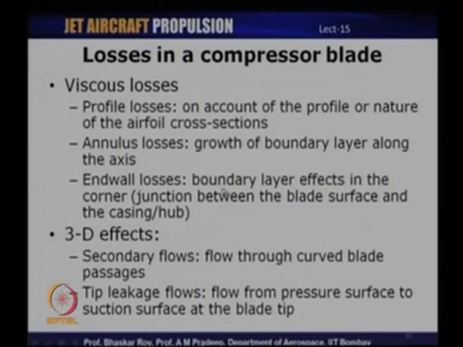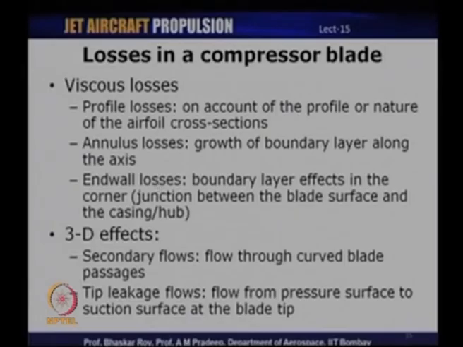And the third type of viscous loss is known as end wall losses. End wall losses are due to the boundary layer effects in the corner, that is the junction between the blade surface and the casing or the hub. Because of these corners, there are corner related losses, basically referred to as the end wall losses. So, these are three different forms of viscous losses, and in an actual compressor one would have a combination of all three present.